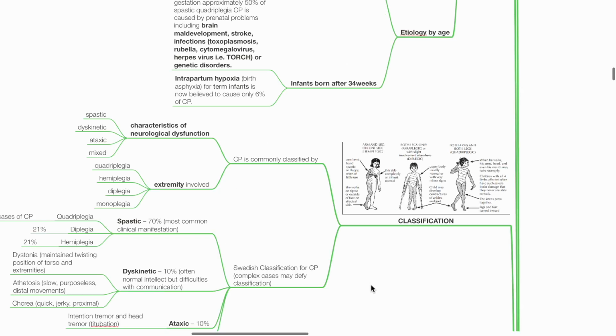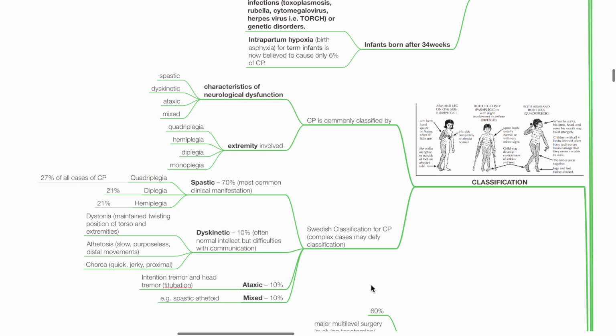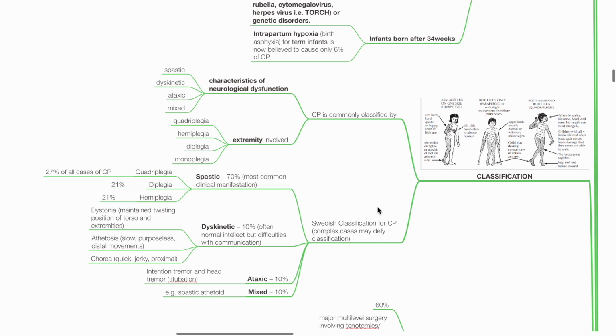Classification of cerebral palsy. CP is commonly classified by characteristics of neurological dysfunction, such as spastic, dyskinetic, ataxic, and mixed, and by extremity involved, of which classification includes quadriplegia, hemiplegia, diplegia, and monoplegia. According to the Swedish classification for CP, spastic is the most common clinical manifestation with 70%, dyskinetic 10%, ataxic 10%, and mixed 10%.